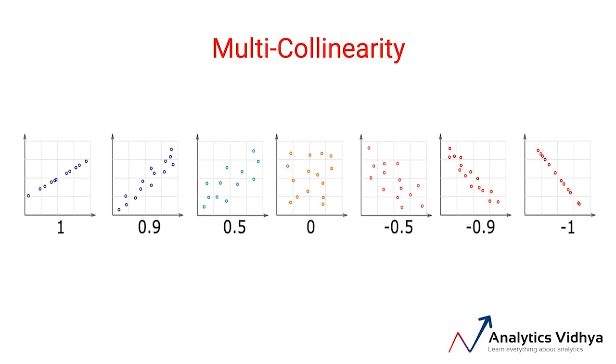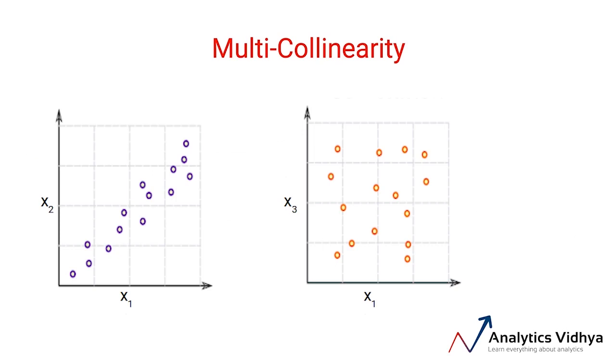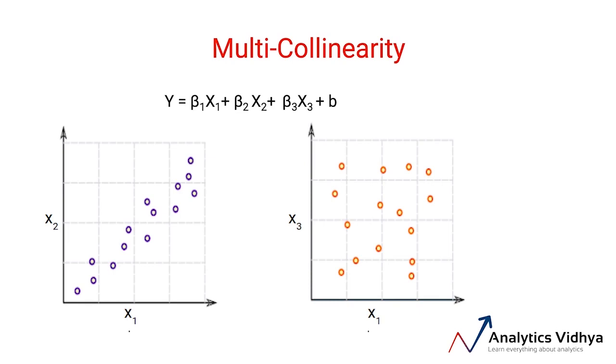The next assumption is that of multicollinearity. What it essentially means is that my independent variables have collinearity or correlation between them. In this particular example, if I have three independent variables, x1, x2, and x3, I see that x1 and x2 have high correlation between them, whereas x1 and x3 have low correlation. So every time I am trying to understand the relationship between y and x1, it will also lead to change in x2.